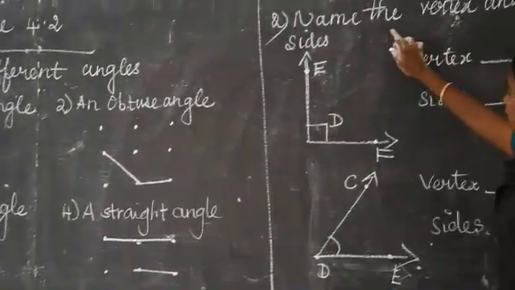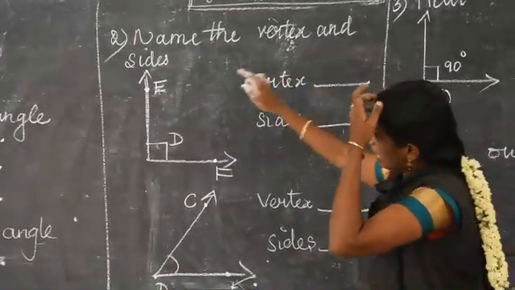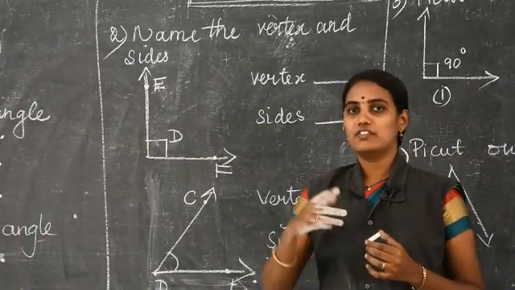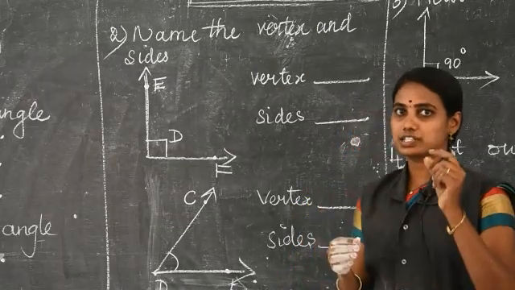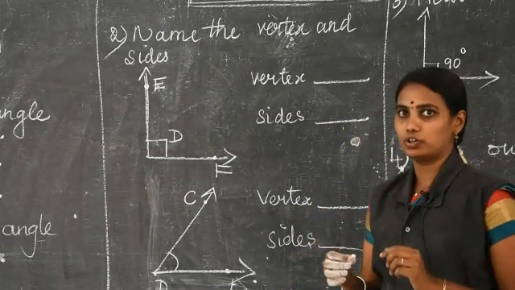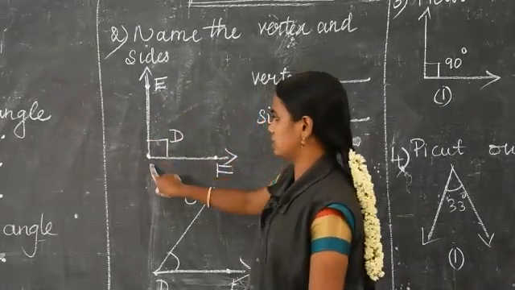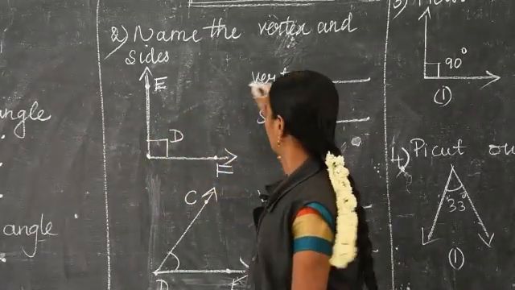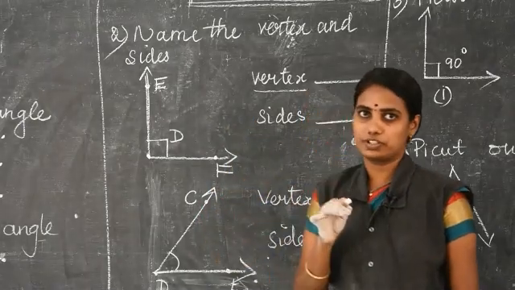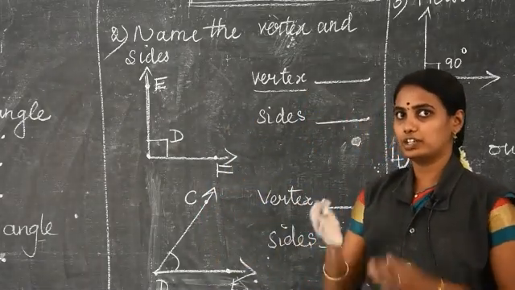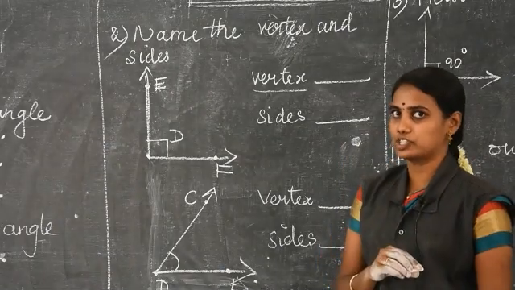Next we are going for the name of the vertex and sides. Vertex I said to you, when two rays meet at one point, that point is called as vertex. One clue is the corner points. Whenever you have the corner, you can tell it as a vertex. That is a clue for you.